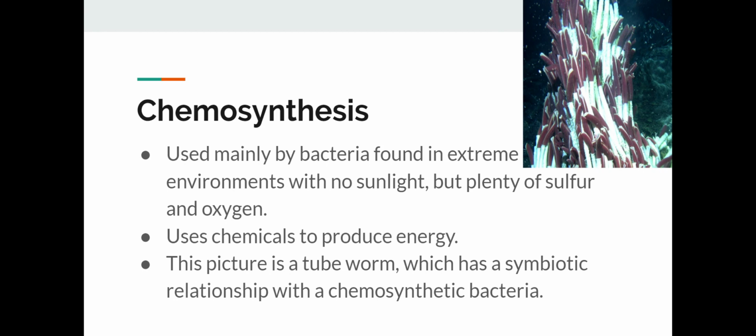Chemosynthesis is used mainly by bacteria found in extreme environments with no sunlight but plenty of sulfur and oxygen, such as hydrothermal vents at the bottom of the ocean. They use chemicals to produce energy rather than sunlight. This picture in the corner is a tube worm, which has a symbiotic relationship with a chemosynthetic bacteria that provides it energy.